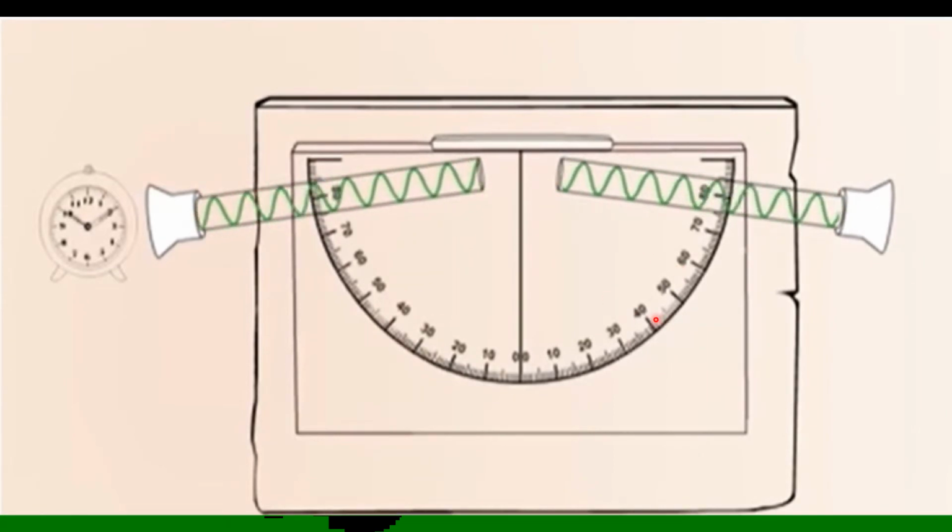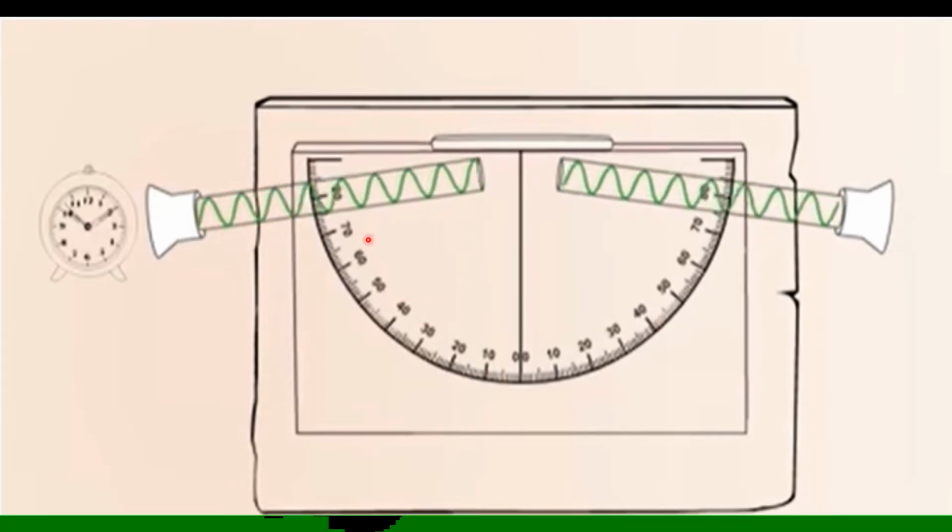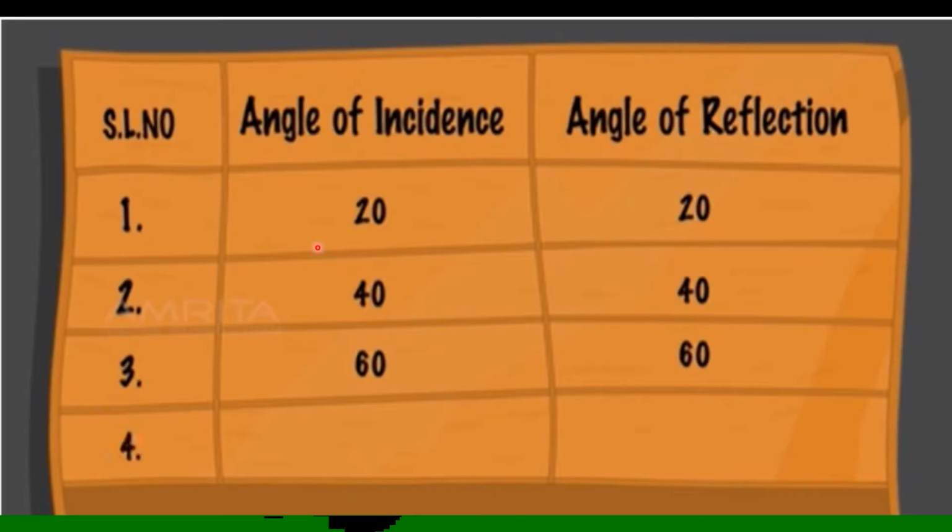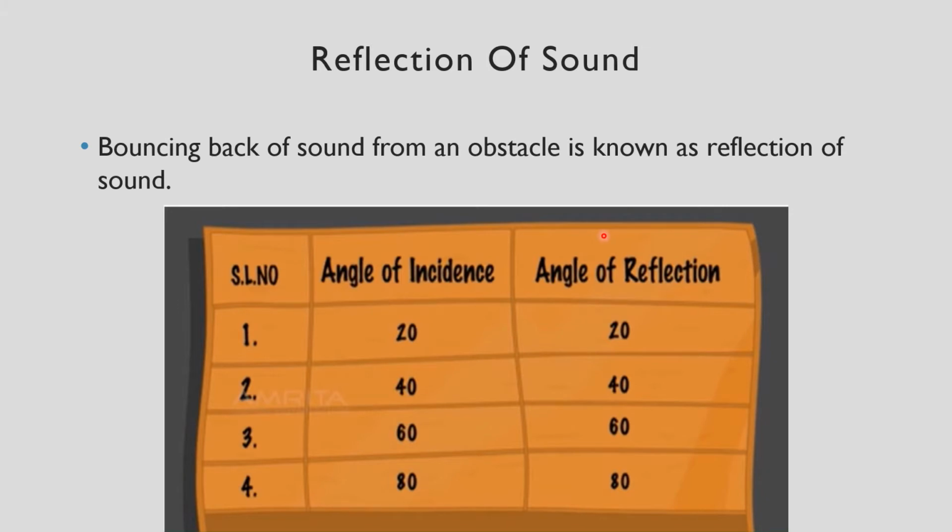So again let's see, by moving the angle of incident up to 60 degrees. When you keep it at the 60 degrees and keep the clock, again you have to change the position of the other tube, and when you keep it at 60 degrees again you will hear the maximum sound. So here again it proves that the angle of incidence is equal to the angle of reflection. Both the values are equal to 60 degrees.